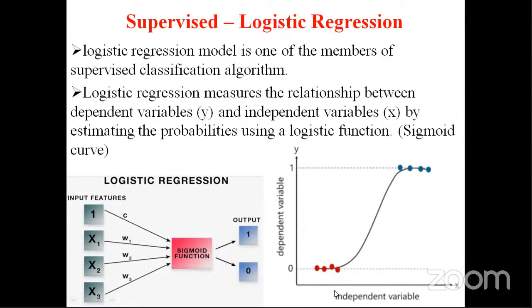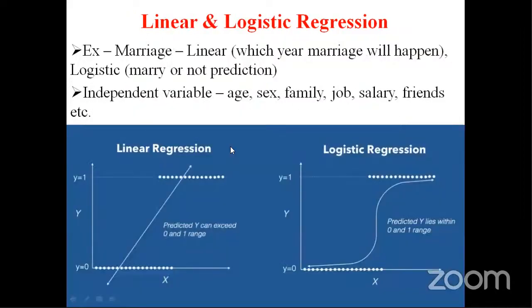So what are your dependent variables? Based on that, the output is classified into any two stages, like output 0 or 1. Okay, so it goes with some sigmoid curve theory concepts.